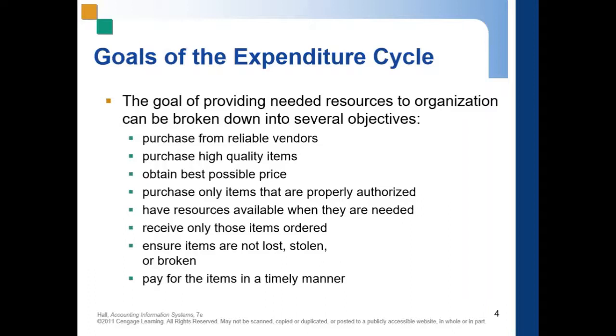Next is to purchase high quality items, obtain best possible price, purchase only items that are properly authorized, have resources available when they are needed, receive only those items ordered, ensure items are not lost, stolen, or broken, and pay for the items in a timely manner. So those are the goals of our expenditure cycle.